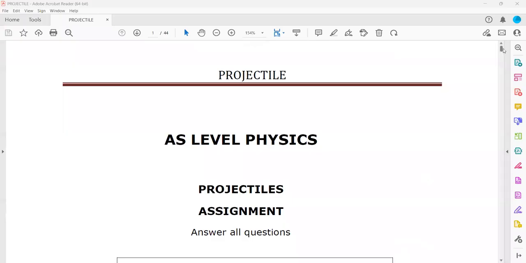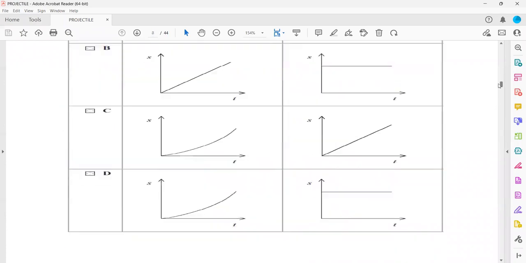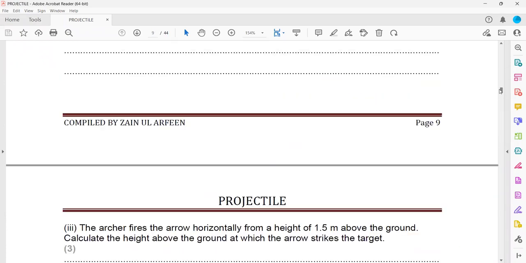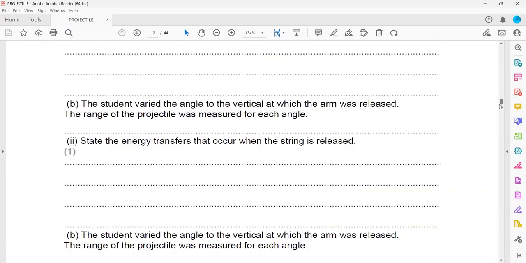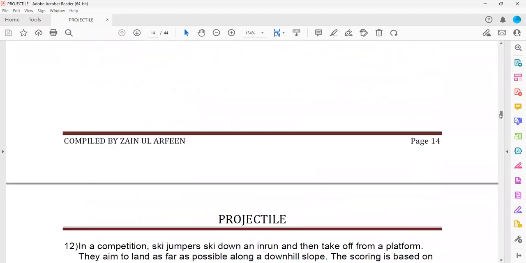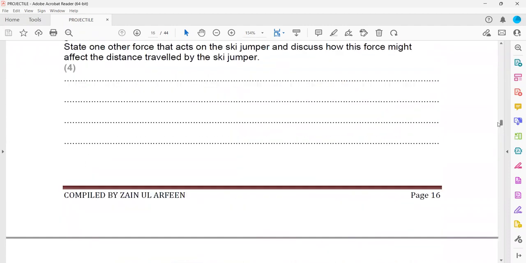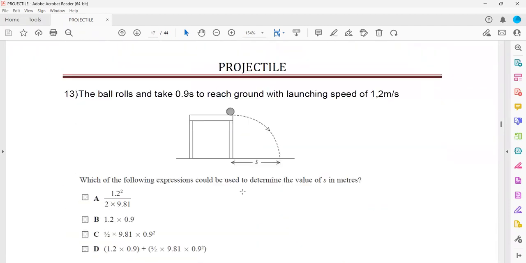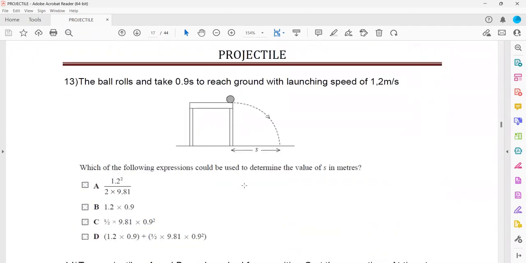So the assignment related to projectile, we have discussed the first 12 questions from this. That was the last question we discussed. In question 13, which is a multiple choice question, as you can see, the object is launched horizontally.